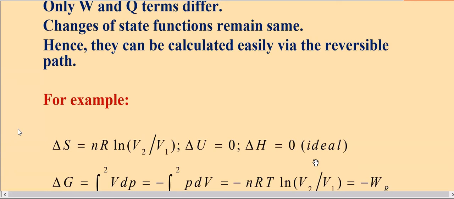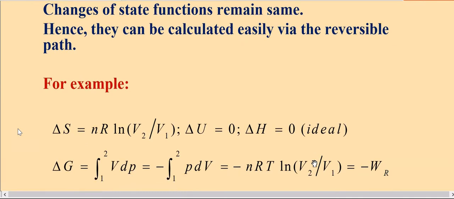Okay. Now, if you calculate delta G, dG is VdP minus SdT. The SdT term gives a zero contribution because the process is isothermal. So it is the integral from 1 to 2 of VdP. But VdP plus PdV becomes equal to nR dT, and dT is again zero because it's isothermal. So VdP is minus PdV. So it is minus the integral of PdV from 1 to 2. This is minus the reversible work that you can get. So it is minus nR ln V2 by V1, the same as Q.